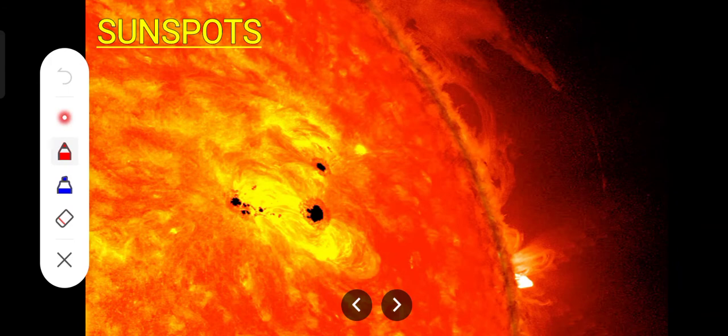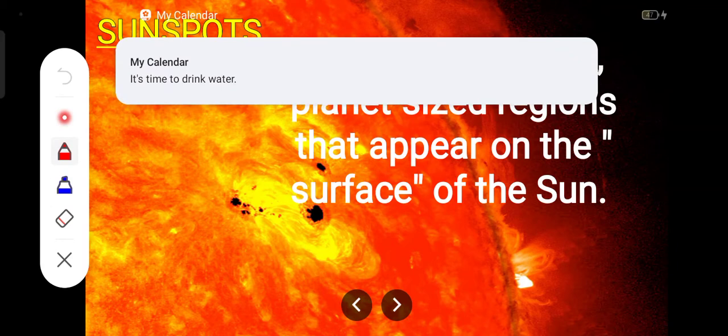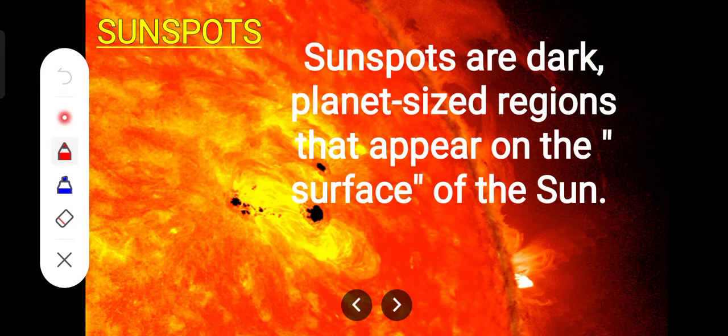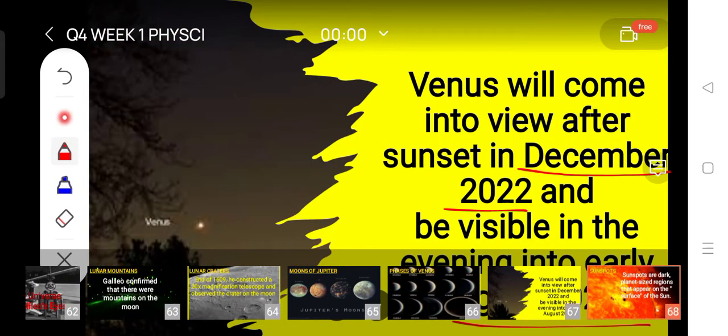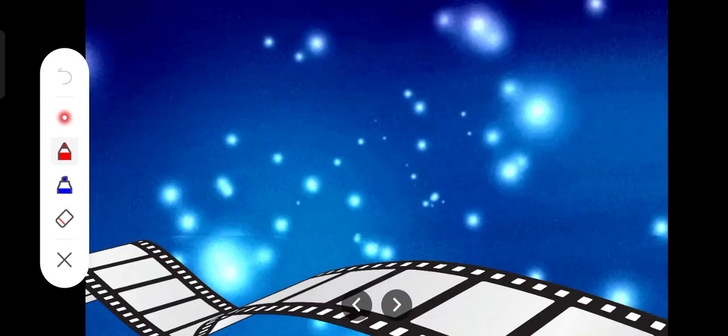We also have here sunspots. Sunspots are dark planet-sized regions that appear on the surface of the sun. Are these sunspots hot or cold? They appear dark because they are cooler than other parts of the sun's surface. The temperature of a sunspot is still very hot, though, around 6,500 degrees Fahrenheit. So those are the observations of Galileo Galilei by using the telescope.